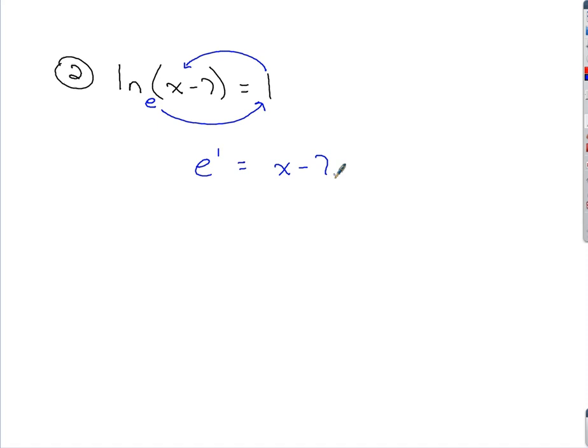From here, if I solve for x, if I'm going for an exact value, I can just leave everything in terms of e. It's e to the first, add the 7 over. Got e plus 7 equals x. There's your answer.